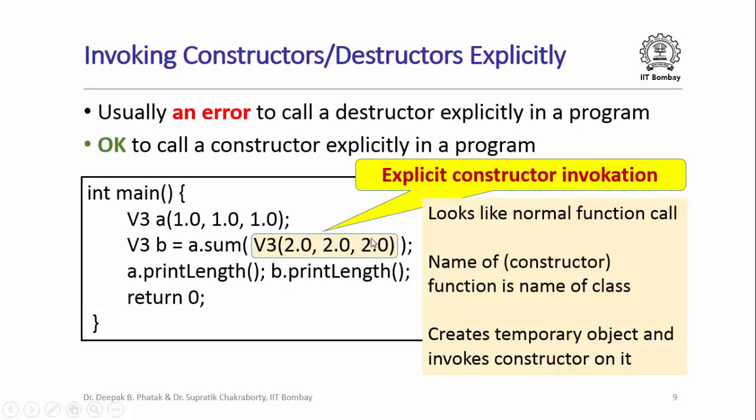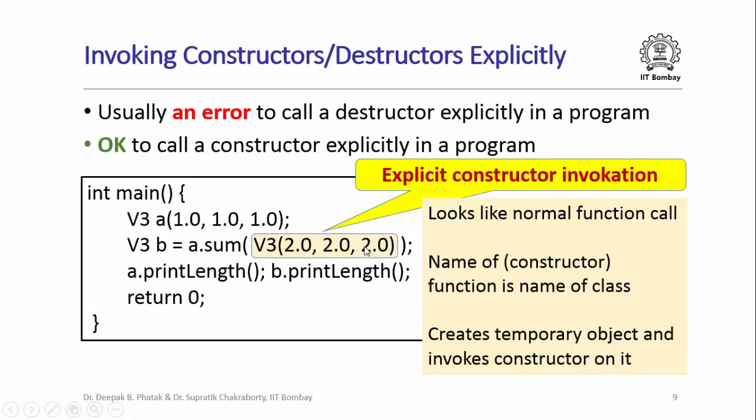So if you look at this explicit constructor invocation over here, this looks just like any other normal function call. I have a function name and I have the values of the parameters. However, in this case, the name of the function is actually the name of the constructor function. And we have already studied that the name of a constructor function is really the same as the name of the class of which it is a constructor. So really, this explicit constructor invocation happens by using the name of the class of which this is a constructor. And of course, these are the parameters passed to that constructor function.